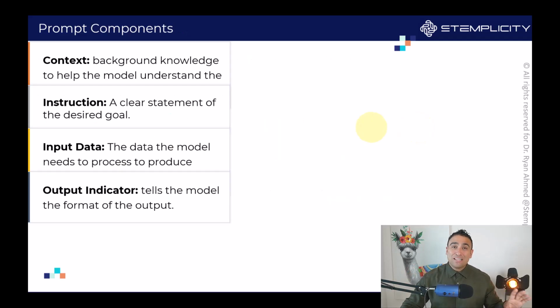Okay, so when it comes to designing any prompt, there are 4 different components. The first one is what we call context. Think of it as more of a background knowledge to help the model understand what you want or what you're looking for. Second, we include instructions, and this is simply a clear statement of the desired goal. Afterwards, we include input data, and this is the data the model needs to produce an output. And then finally, we tell the AI model what we want the output to look like. And that's what we call the output indicator. So let me show you a practical example.